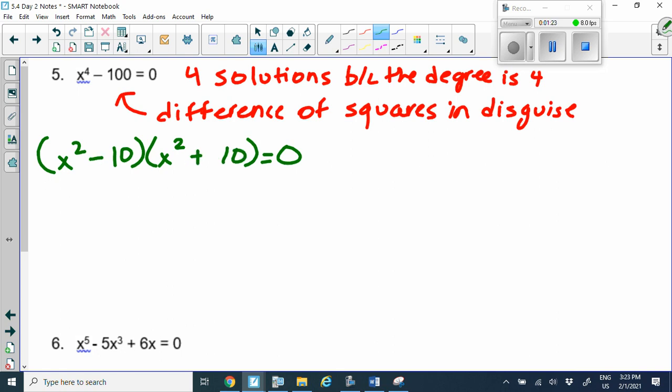Now let's see if we can factor a little bit more. Let's look at our x squared minus 10. Well, notice we have a binomial, we're subtracting, but is 10 a perfect square? No, so we can't really factor this anymore. But what about the other factor? Well, once again, 10 is not a perfect square, and we have a plus. So now what we're going to do is set each factor equal to 0 and solve.